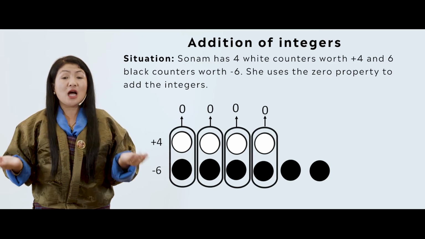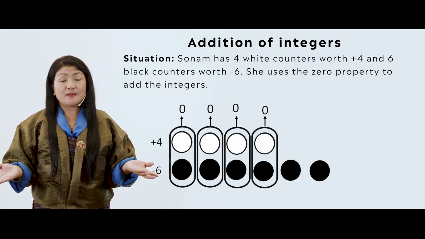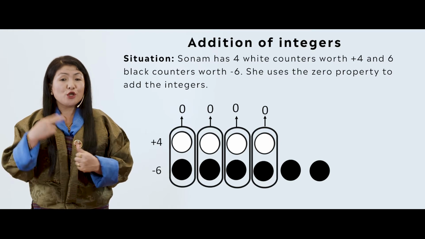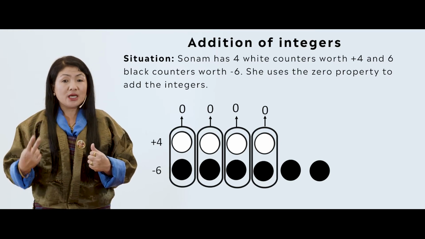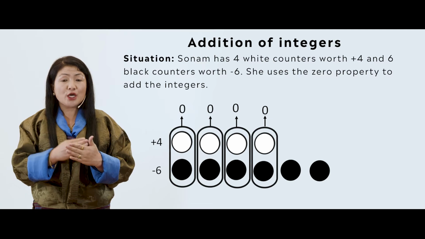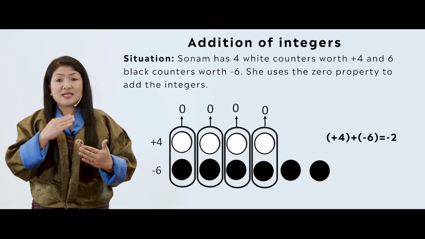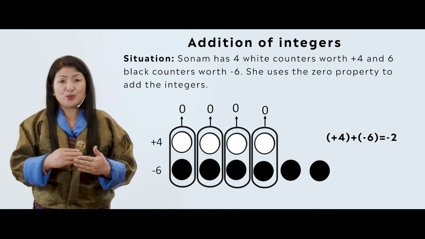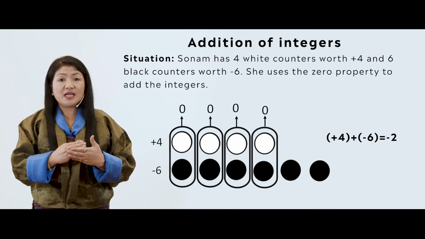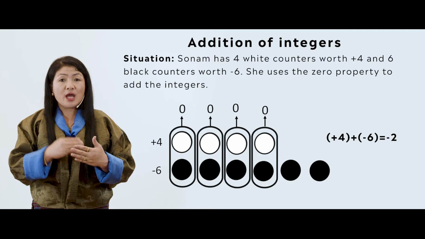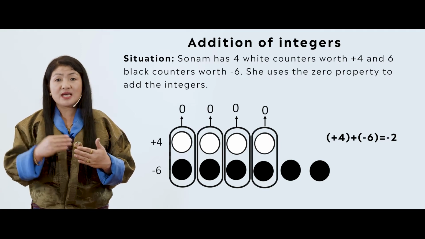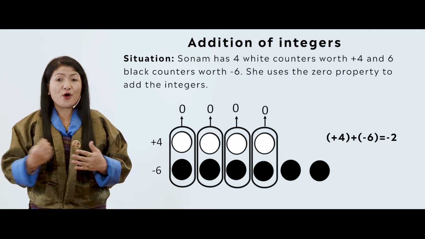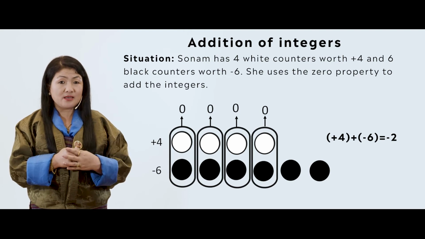Now, how many counters are we left with? Yes, we are left with 2 black counters. It means when we add positive 4 plus negative 6, it is negative 2. Adding negative 6 plus positive 4 has the same result as adding positive 4 and negative 6.